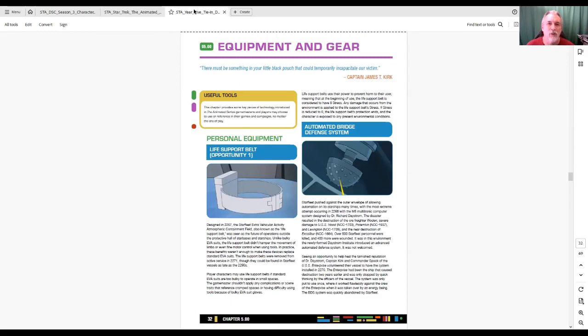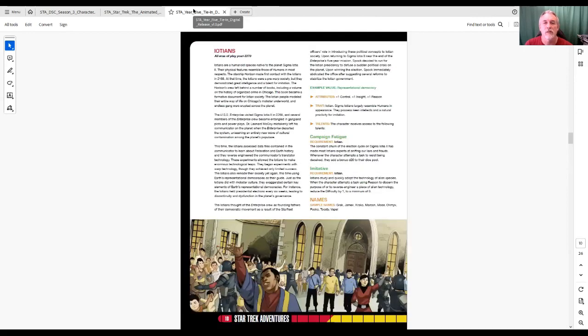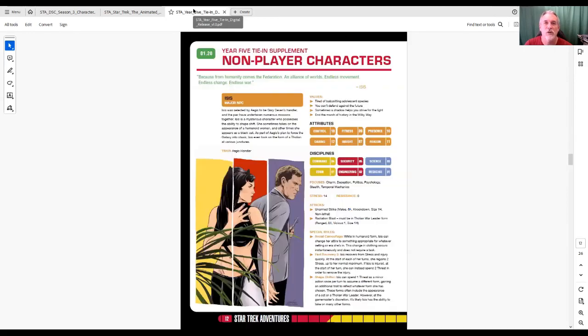I would also, for the same reason, use the Year 5 tie-in PDF that brought in the various facets of the Year 5 series from IDW Comics. But those would be some fun inclusions for the 23rd century. I also have several handouts that I've downloaded over time from the continuing missions site with various species for use in my game. Although actually most of those have been taken care of.